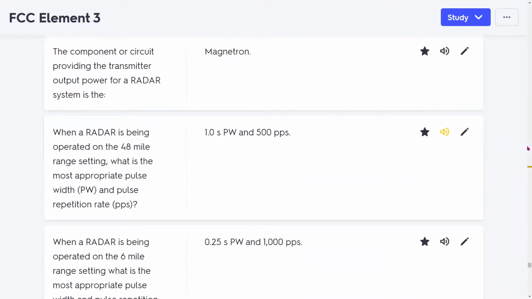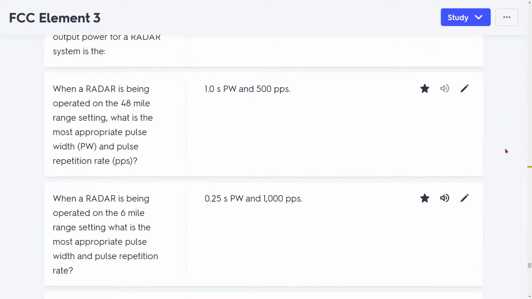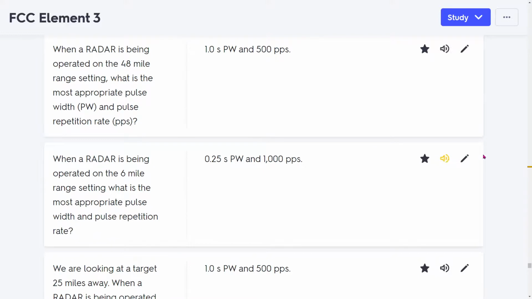When a radar is being operated on the 48-mile range setting, what is the most appropriate pulse width and pulse repetition rate? 1.0 µs PW and 500 pps. When a radar is being operated on the 6-mile range setting, what is the most appropriate pulse width and pulse repetition rate? 0.25 µs PW and 1000 pps.